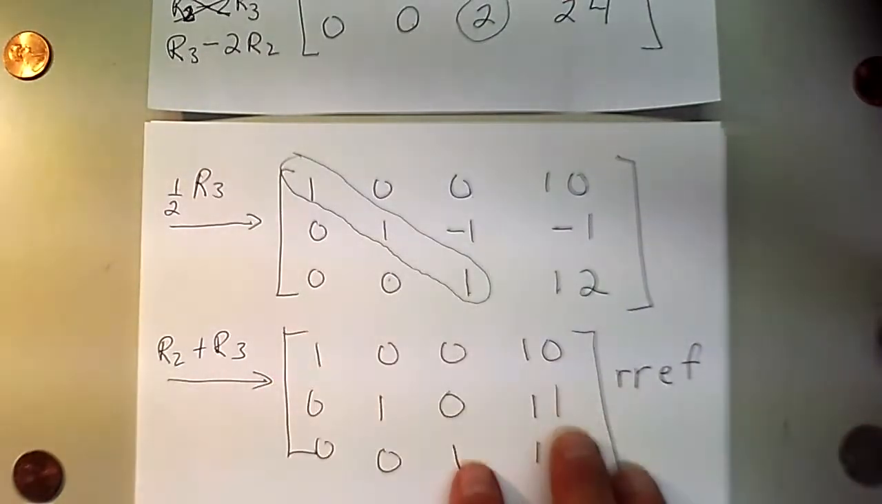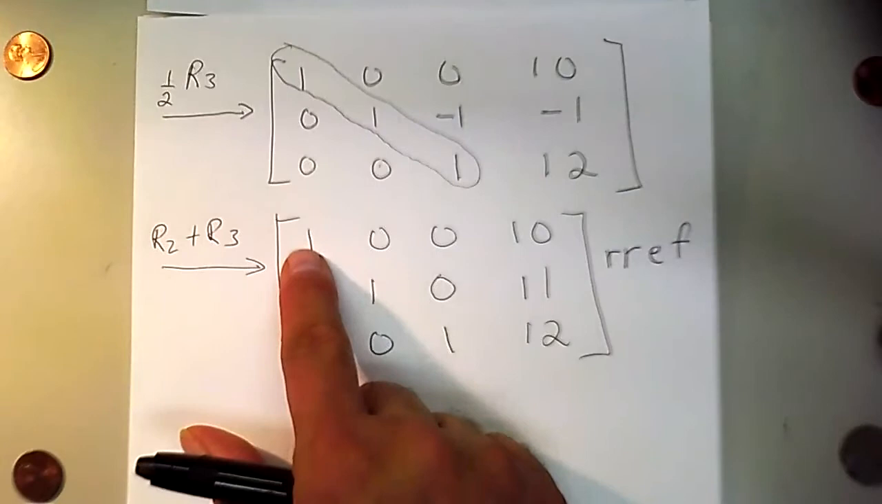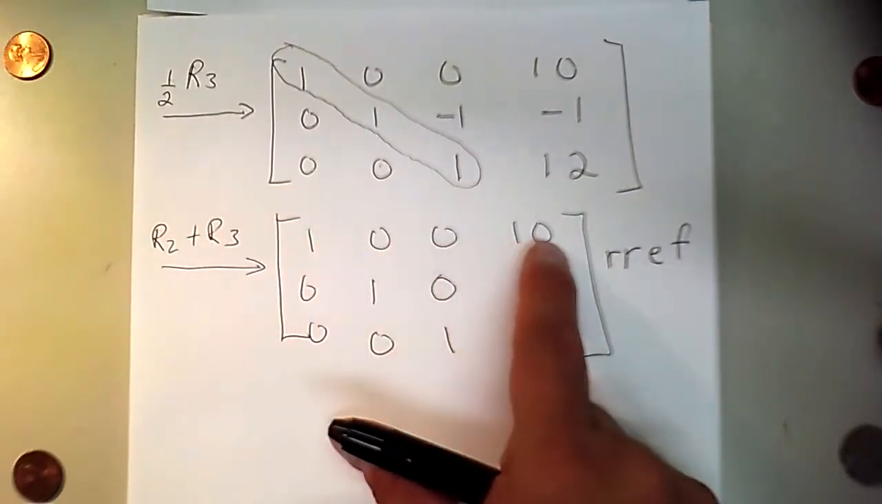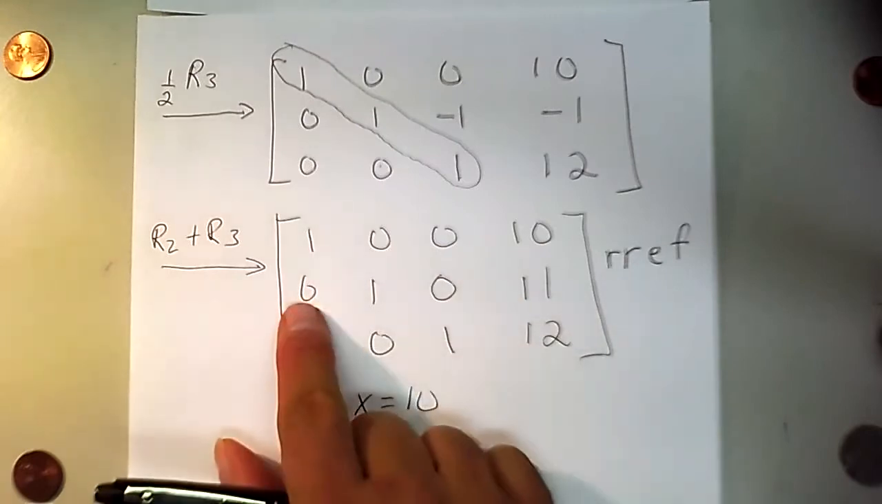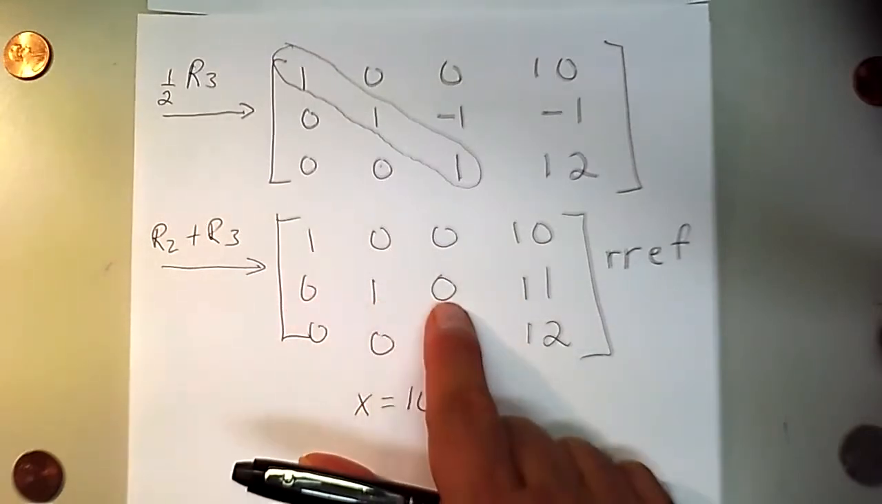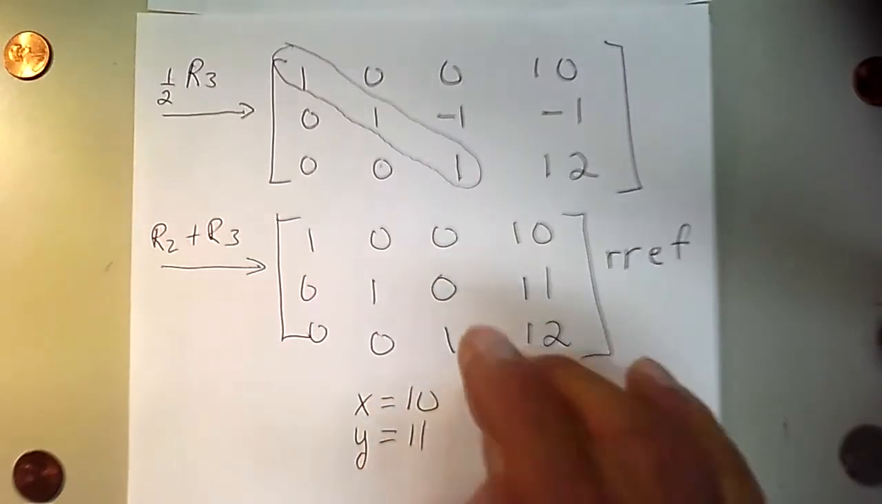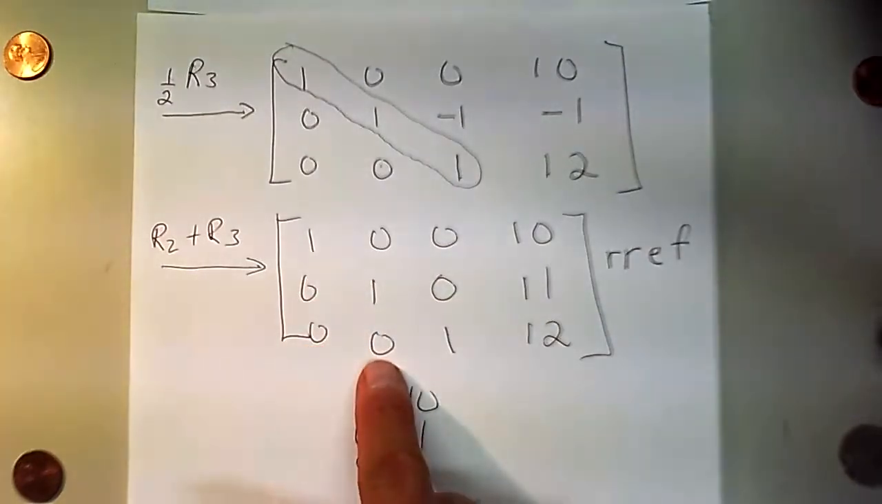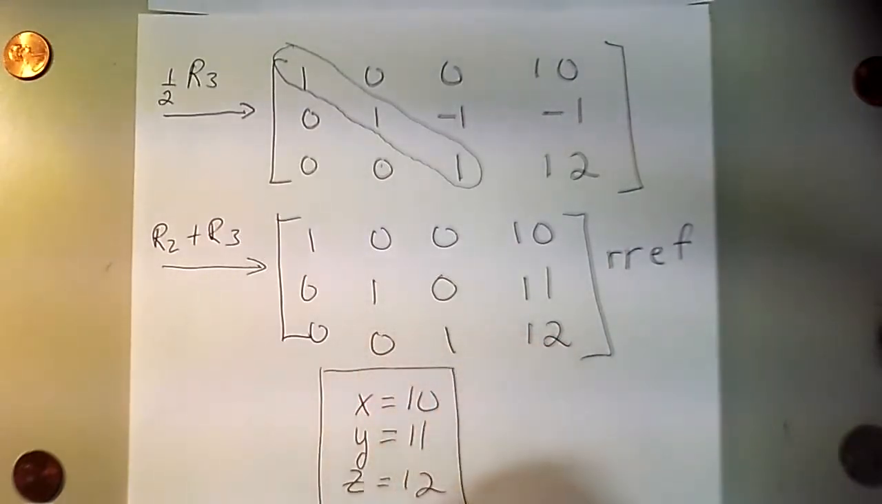And we are finished with the row reduced echelon form of this augmented matrix. This translates into 1x, no y, no z equals 10. No x, 1y, no z equals 11. No x, no y, 1z equals 12. And there we have the solution.